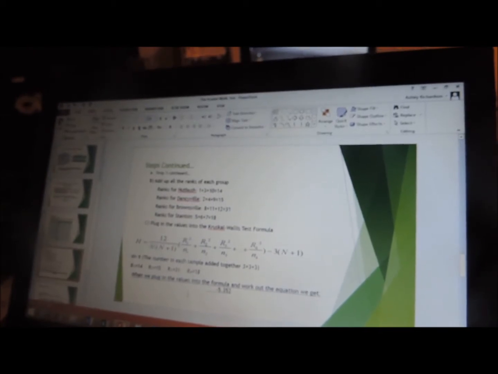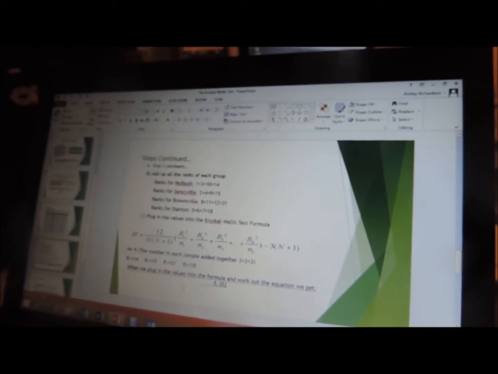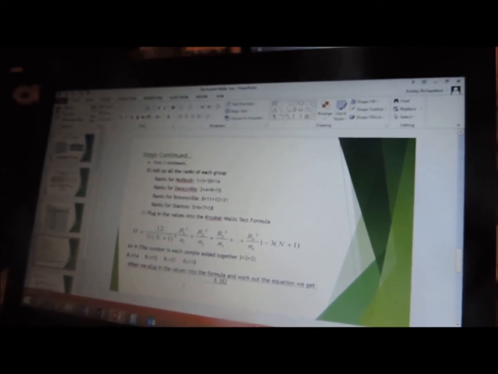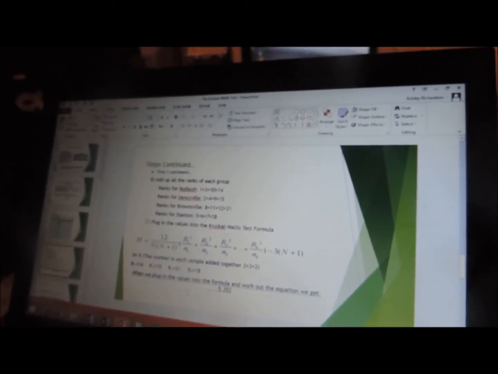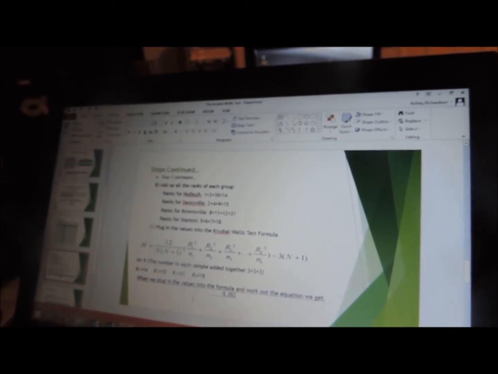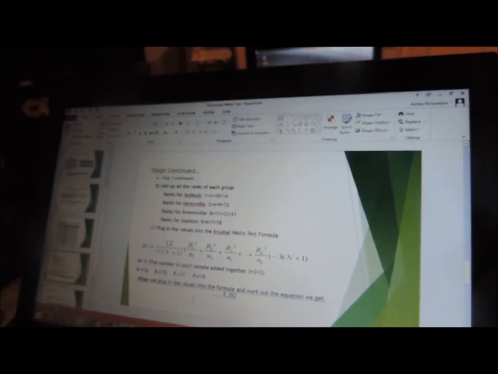Step 3 continued. After we list our data in ascending order, we will add up all the ranks of each group. The ranks for Nutbush include 1 plus 3 plus 10, gives us the sum of 14. The ranks for Dansville, 2 plus 4 plus 9, giving us a sum of 15. The ranks for Brownsville, 8 plus 11 plus 12, gives us a sum of 31. And the ranks for Stanton, 5, 6, and 7, giving us a sum of 18.